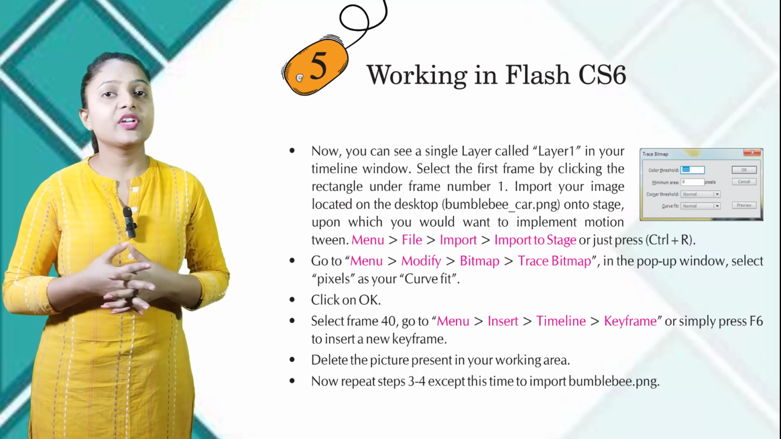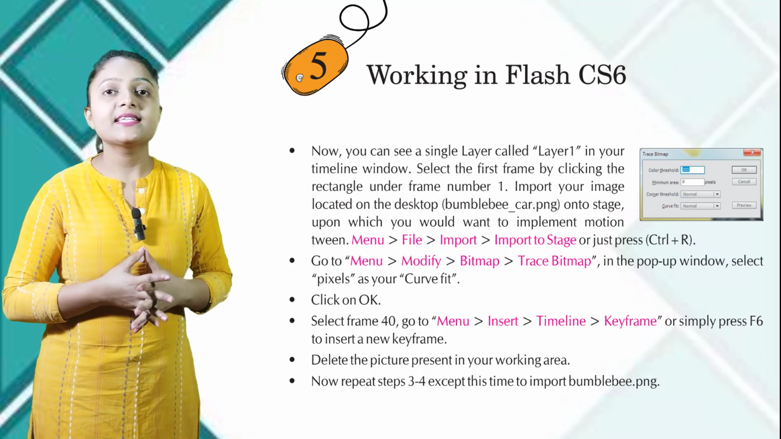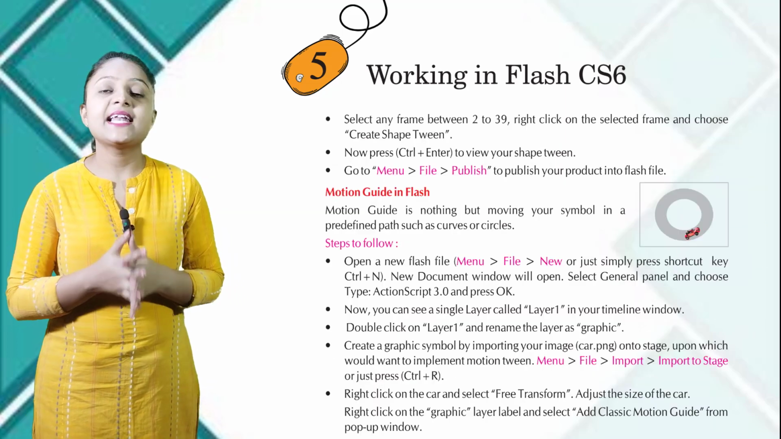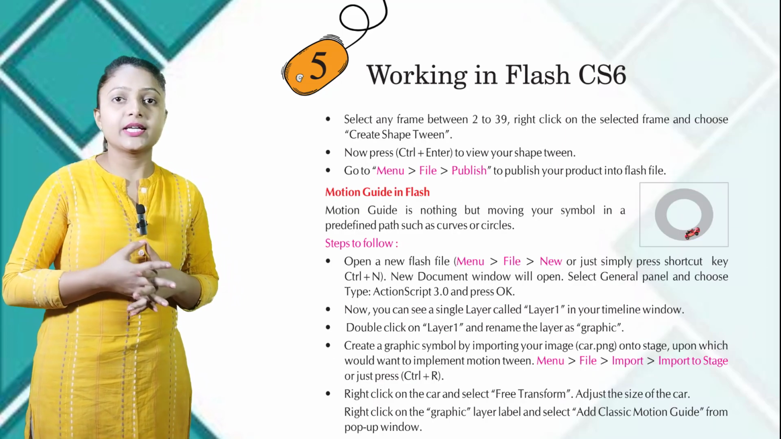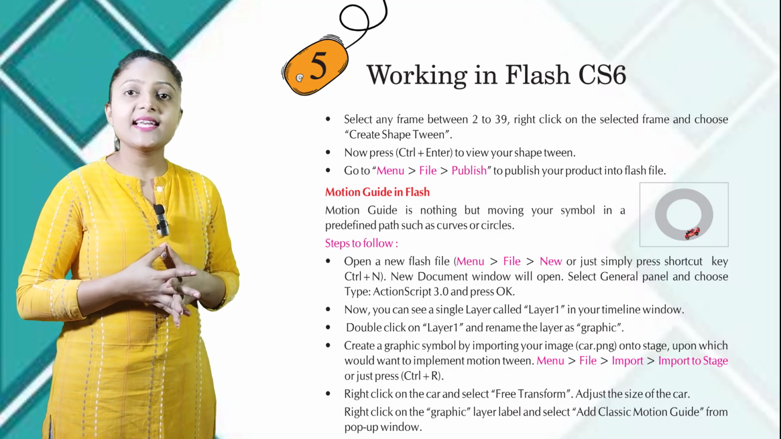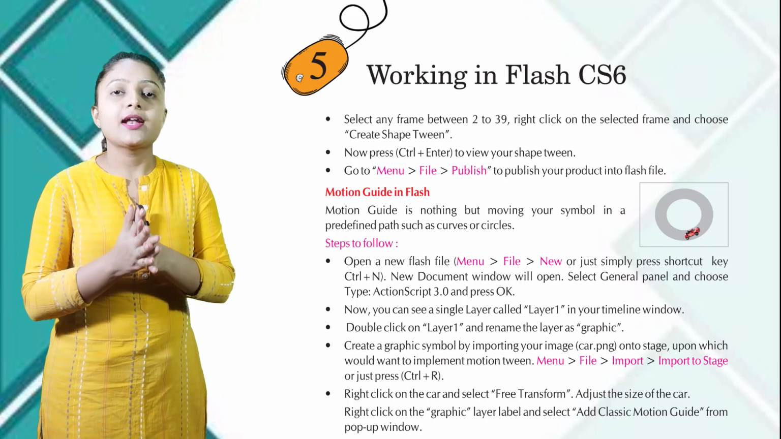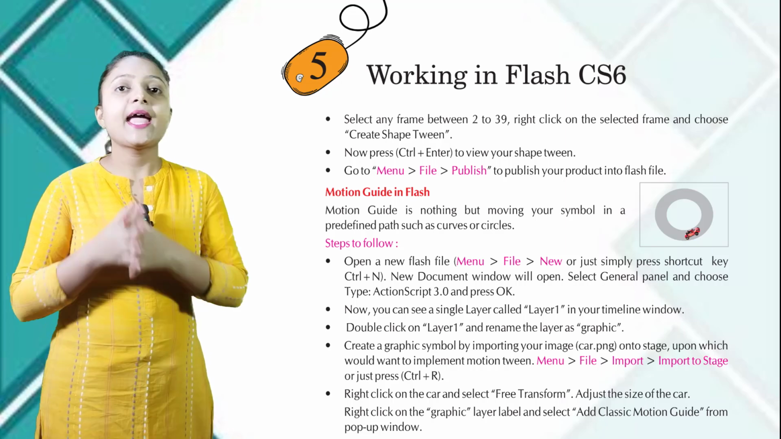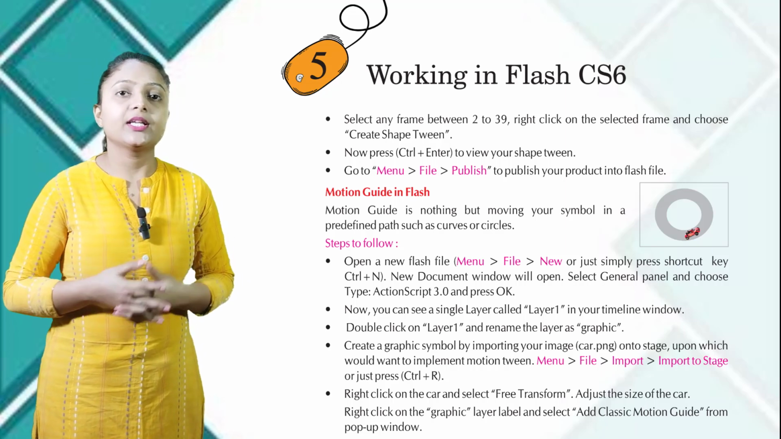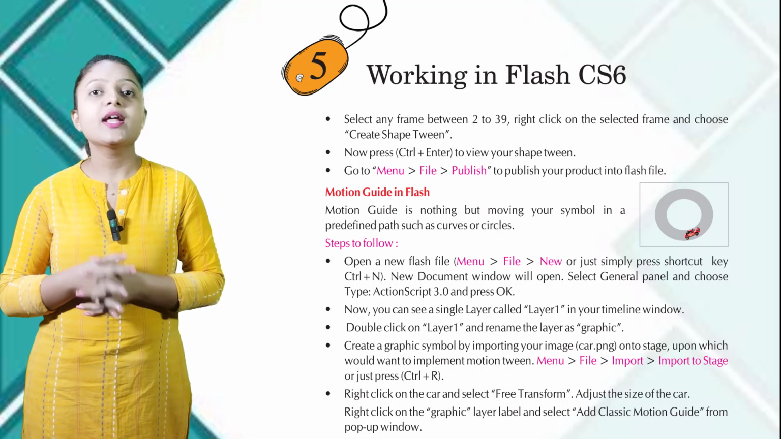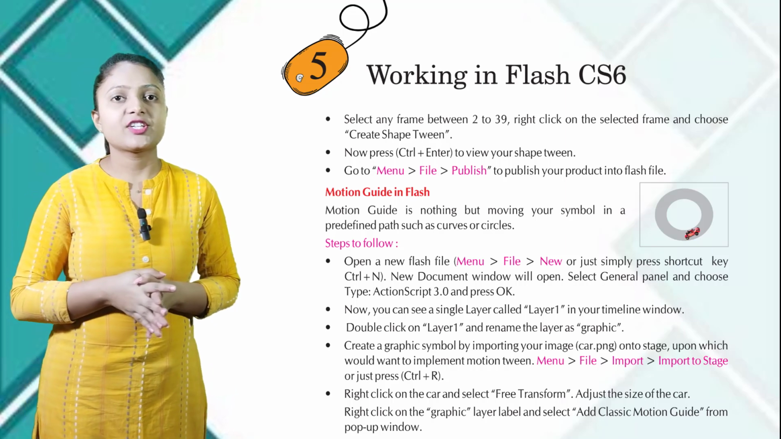Now repeat steps 3 to 4, except this time import bumblebee.png. Select any frame between 2 to 39. Right click on the selected frame and choose Create Shape Tween. Now press Ctrl plus Enter to view your shape tween. Go to menu, then file, then publish to publish your product into a Flash file.